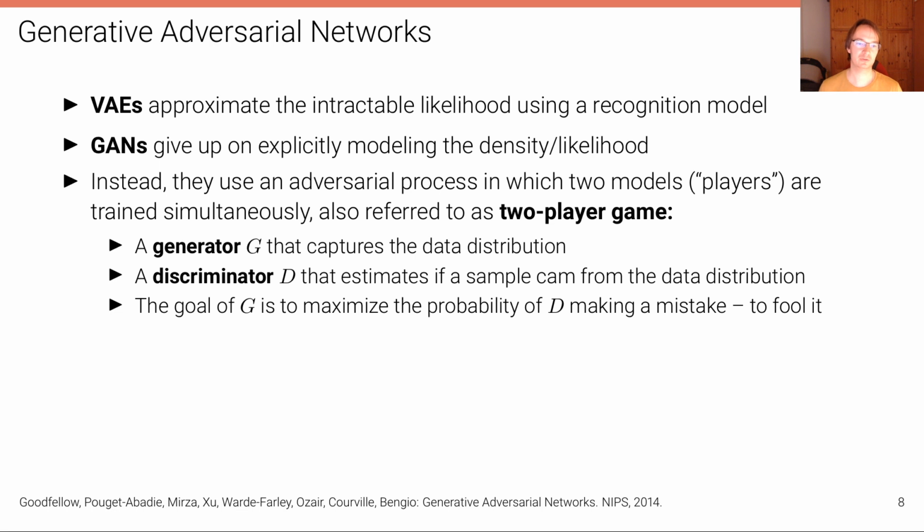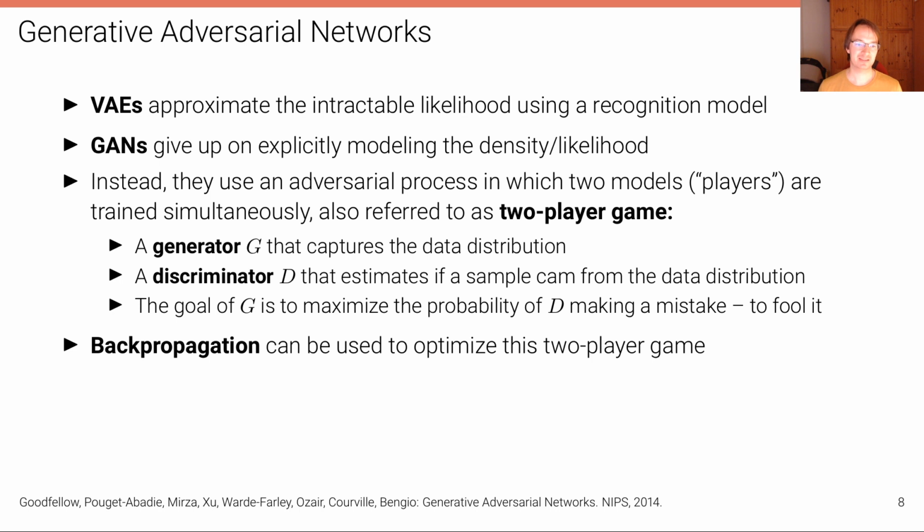Now the goal of the generator G is to maximize the probability of D making a mistake. In other words, to fool it. And the goal of the discriminator is to become better in discriminating real from fake. And by having these two players playing this two-player game, we can arrive at a generator that approximates the data distribution.